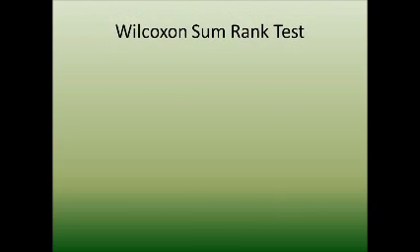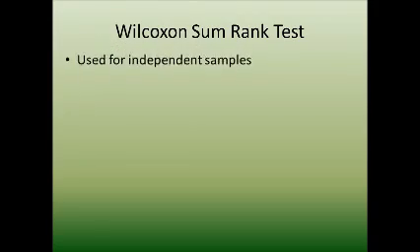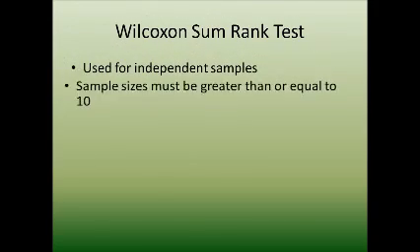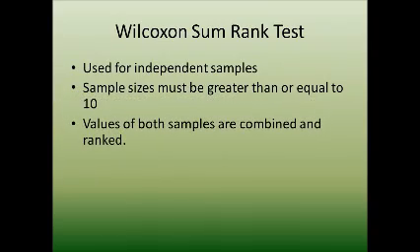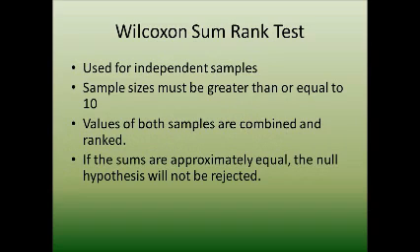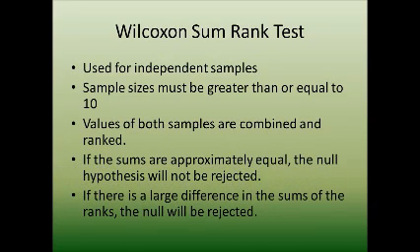Going on to the Wilcoxon rank sum test. It's used for independent samples. The sample sizes must be greater than or equal to 10. Values of both samples are combined and ranked. If the sums are about equal, the null hypothesis will not be rejected. If there is a large difference in the sums of the ranks, the null will be rejected.